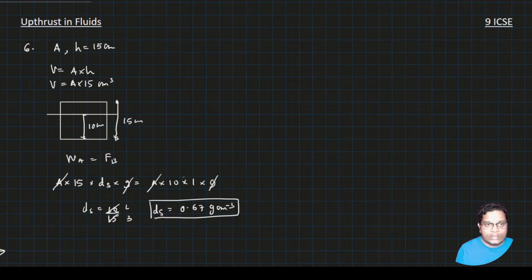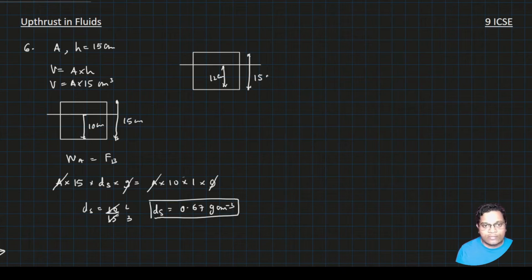Now the same question says that when this piece of wood is immersed in another solution, sinking up to 12 centimeters, where the whole thing is 15 centimeters, weight in air will be equal to the upthrust. So weight in air is the total volume. Total volume is area of cross section into 15 times density, which we have got as 2 by 3, times gravity. And over here, A into 12 into density of liquid into g.